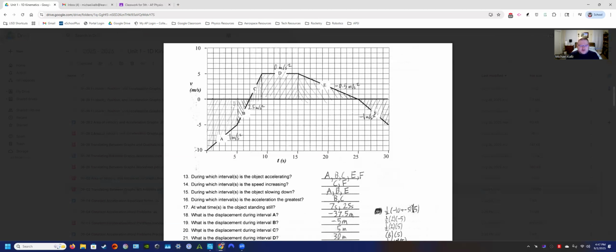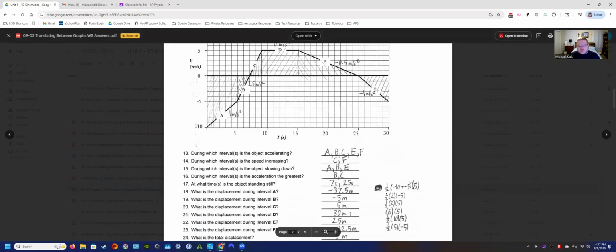During interval B, we have a triangle with a base of 2, a height of -5. So 1/2 times 2 times -5 is -5 meters. During C, we have a triangle with a base of 2, a height of positive 5. So 1/2 times 2 seconds times 5 meters per second, that's 5 meters. During D, it goes from 9 to 15 seconds. The velocity is 5 meters per second. So the rectangle, the area under this segment is 6 times 5, or 30.